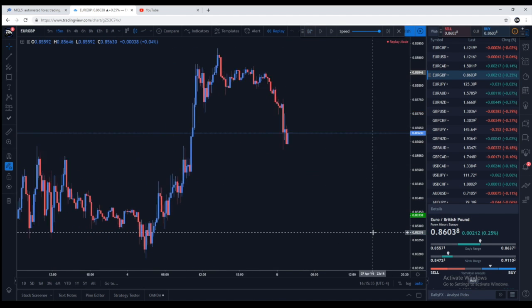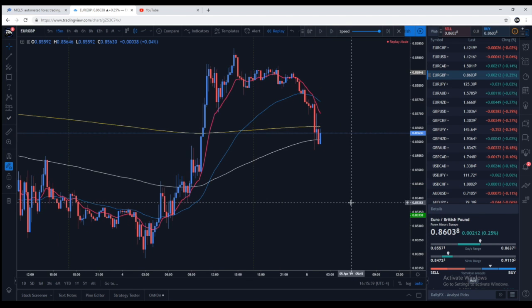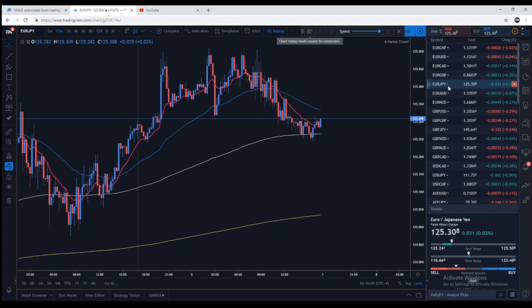About 2 o'clock here, here's Euro Pound at 2 o'clock. Same thing, guys. EMAs are all over the place. They're all throughout the price. They're not ranging in any specific direction, so it's not something that I want to trade. Go to the next one.